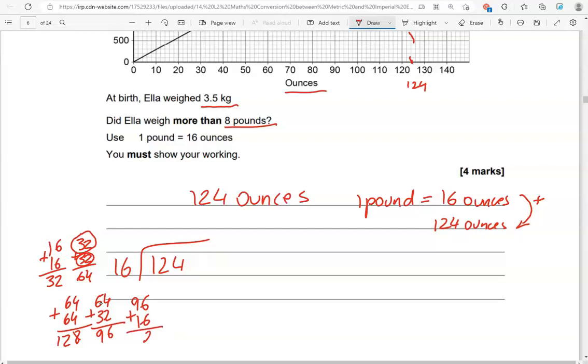6 and 6 is 12, 2 down and 1 carried over, 9 and 1 is 10, and the 1 is 11. So 112, that is 7 lots of 16. So what is remaining? 124, take away 112. 4 take away 2 gives us 2. 2 take away 1 is 1. 1 take away 1 is 0. So the difference is 12.